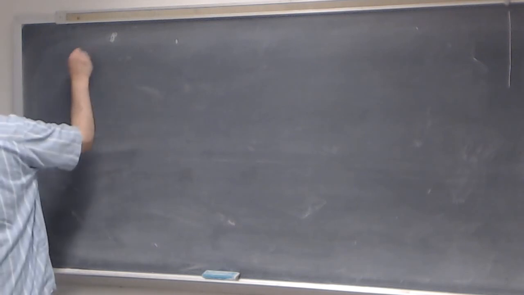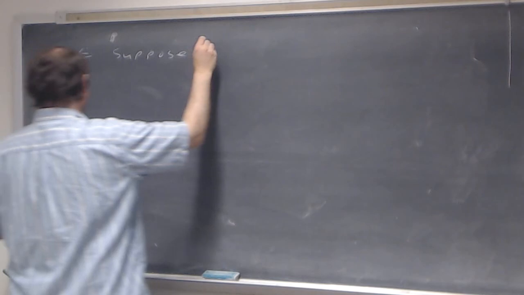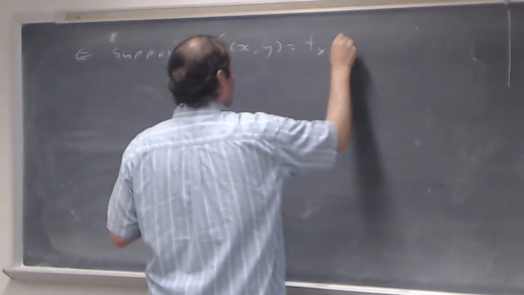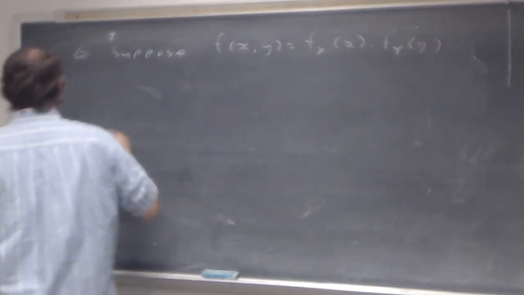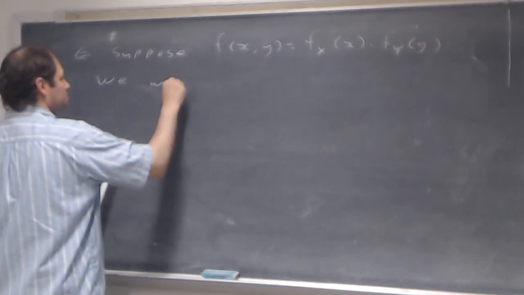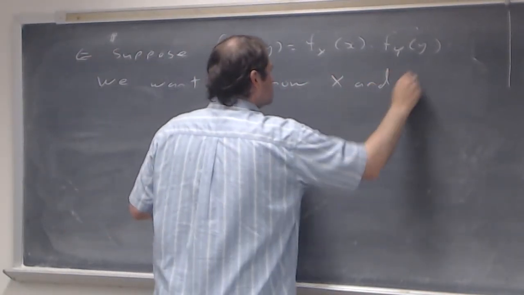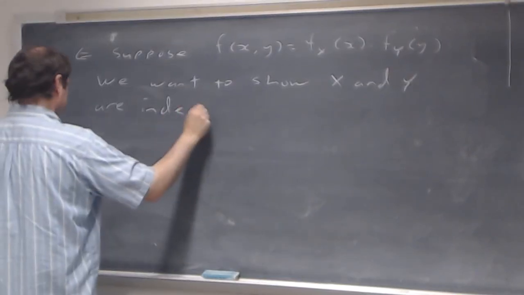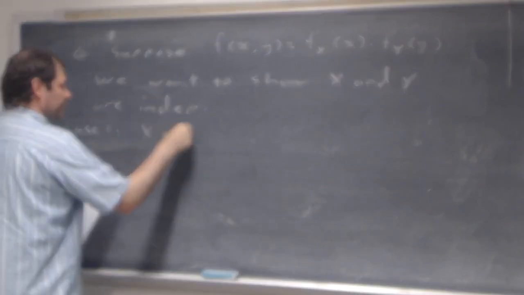So here, we suppose, going backwards, that f of (x, y) is equal to f sub X of x times f sub Y of y. We want to show x and y are independent. Okay, so case 1, x and y are discrete.